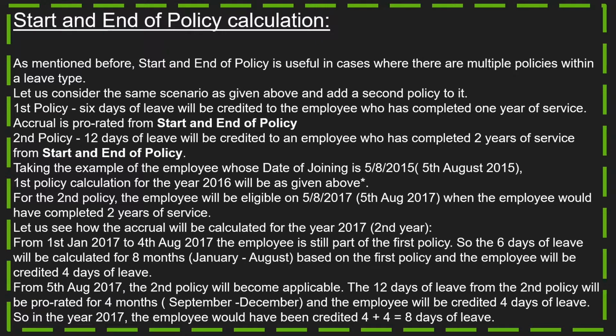From 1st January 2017 to 4th August 2017, the employee is still part of the first policy. So the 6 days of leave will be calculated for 8 months, January until August, based on the first policy, and the employee will be credited 4 days of leave. From the 5th August 2017, the second policy will become applicable. The 12 days of leave from the second policy will be prorated for 4 months, September to December, and the employee will be credited for 4 days of leave. So in the year 2017, the employee would have credited 4 plus 4, which equals 8 days of leave.